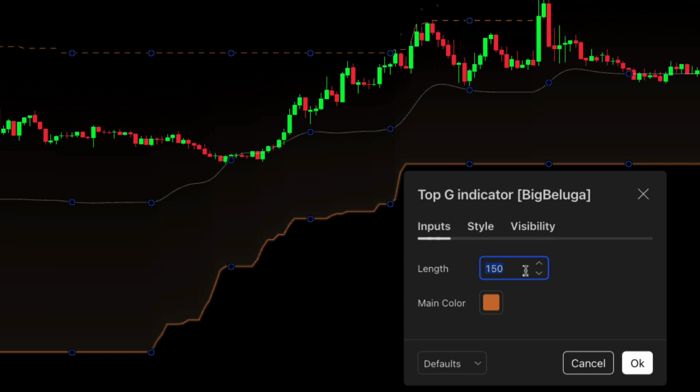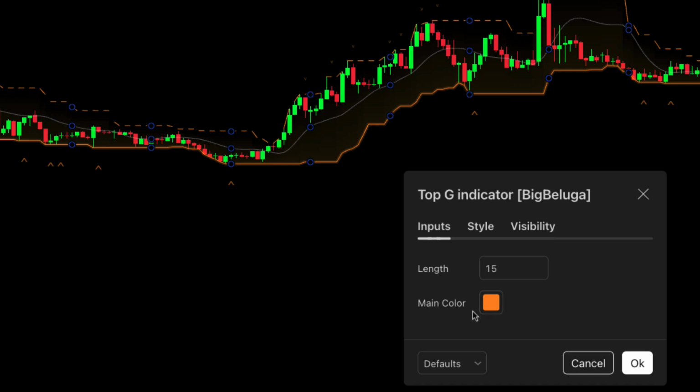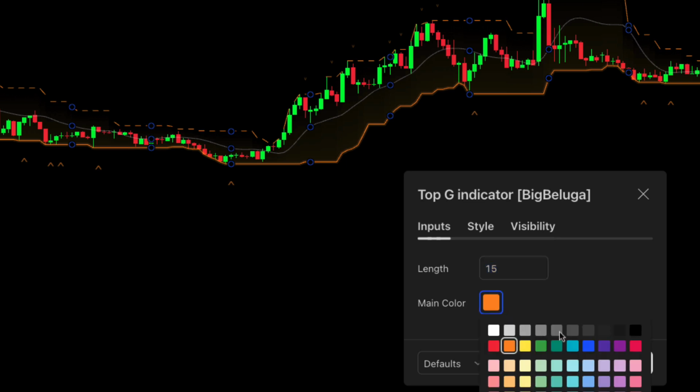This determines the number of bars or periods used to calculate the indicator's range and dynamic bands. A higher value like 150 results in smoother bands with fewer signals, as it captures a longer-term view of the market. On the other hand, lowering this value makes the band more sensitive to recent price changes, generating more signals, but potentially increasing noise.